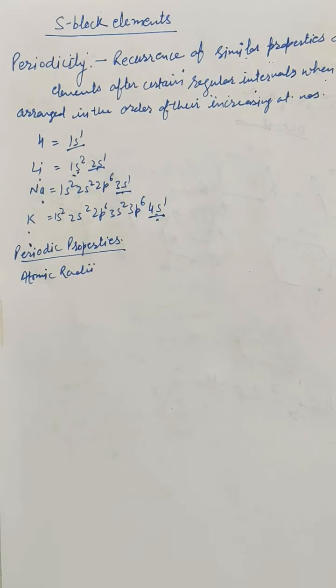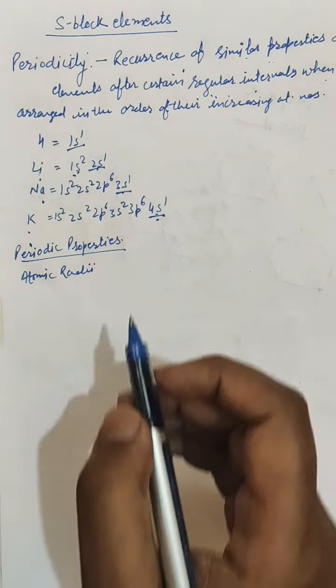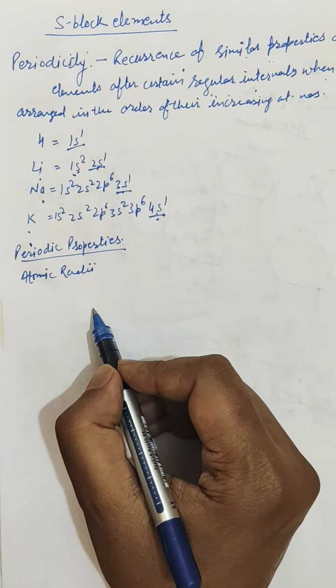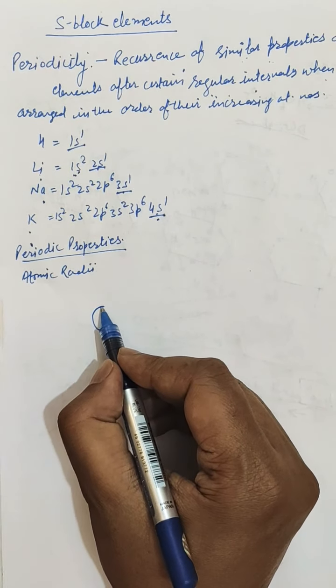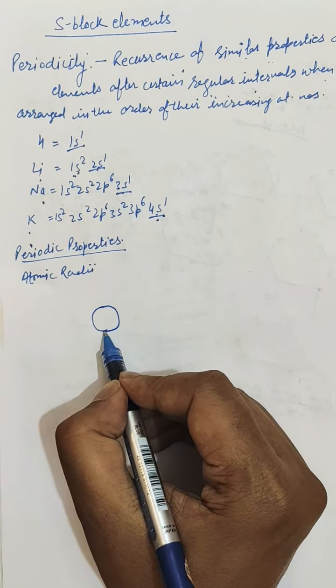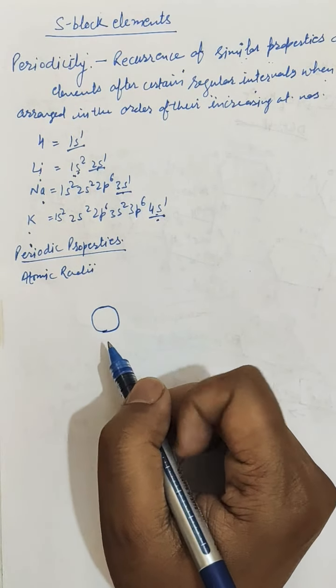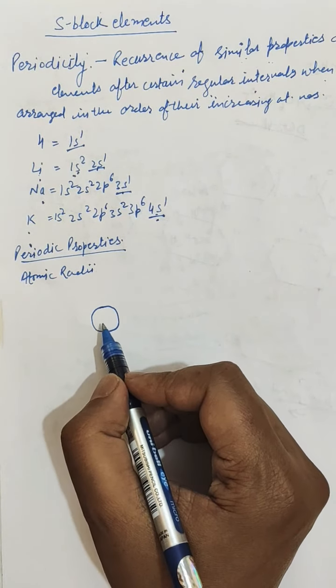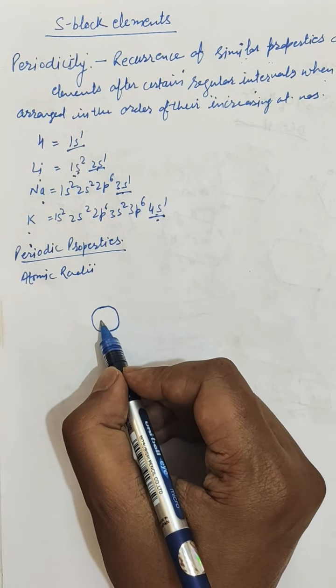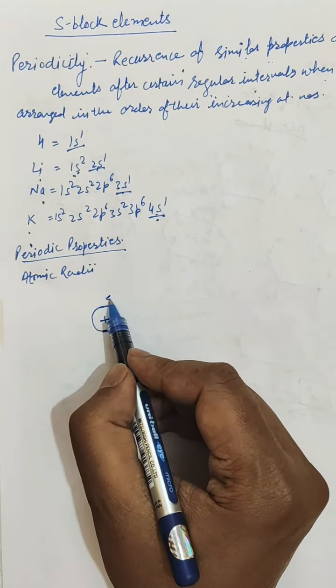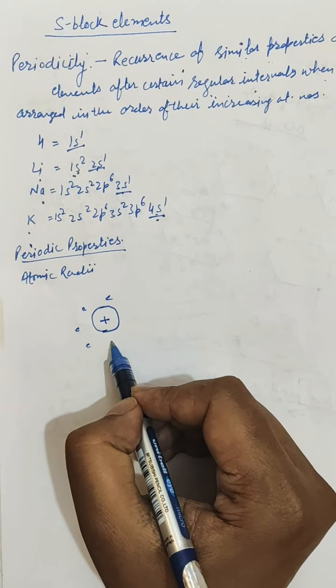Generally, the term atomic radius means the distance from the center of the nucleus to the outermost shell of the electron. If we take the basic Bohr model of the atom, in the postulates of the Bohr model, Bohr said that all atoms consist of a positively charged nucleus and electrons revolve around that nucleus.